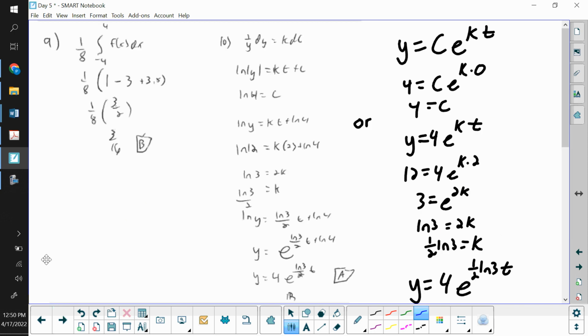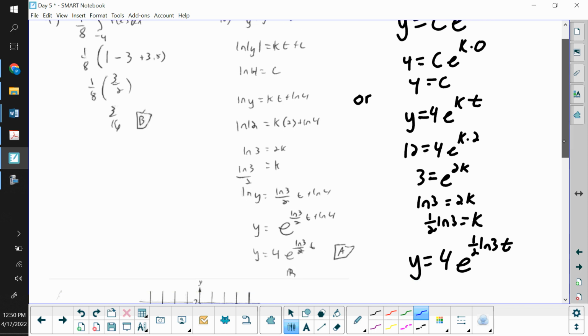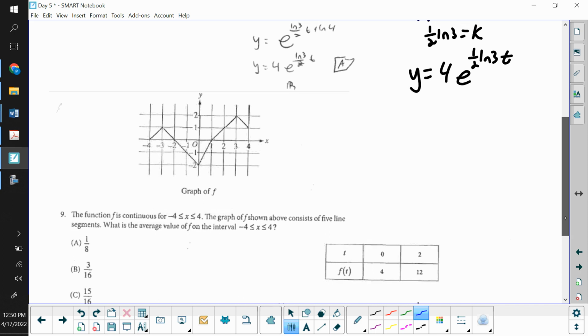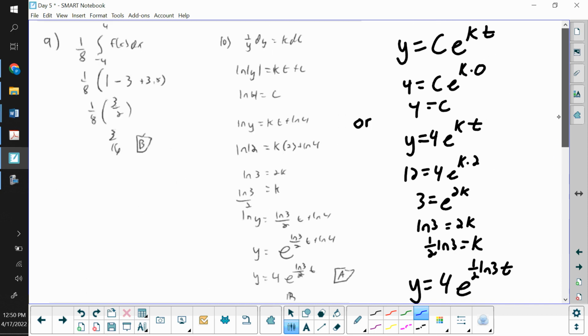Average value of a function, you do 1 over b minus a. So 1 over 4 minus -4 gives us 1/8 out front. And then we just do the integral of the function. Well, integral of the function is just the area under the curve. So you're just finding those areas there from -4 to 4. You got rectangles, triangles that you can do. And we end up getting 3/16.